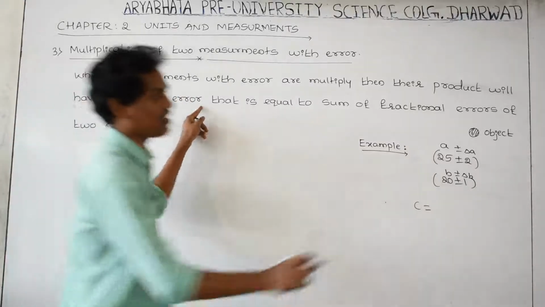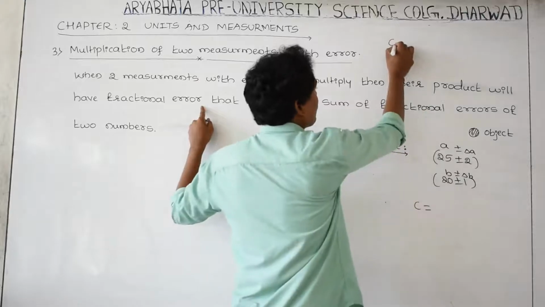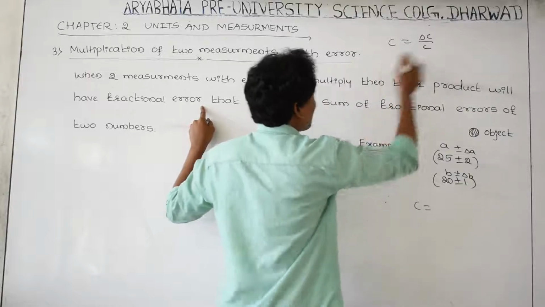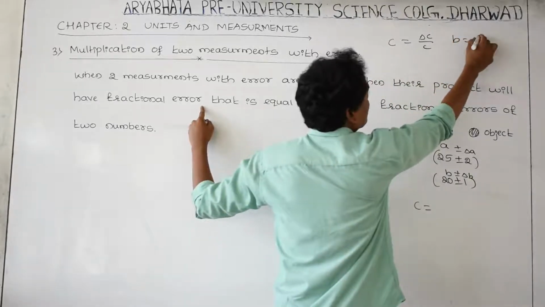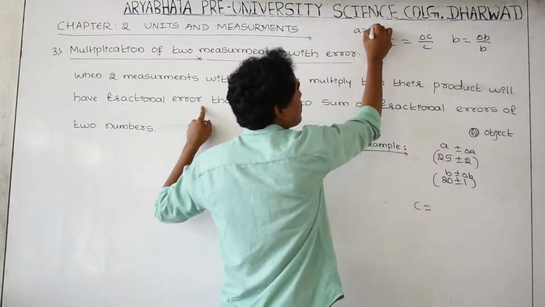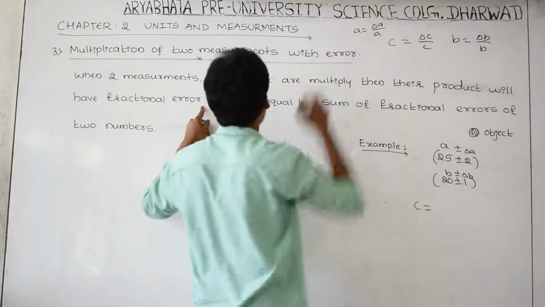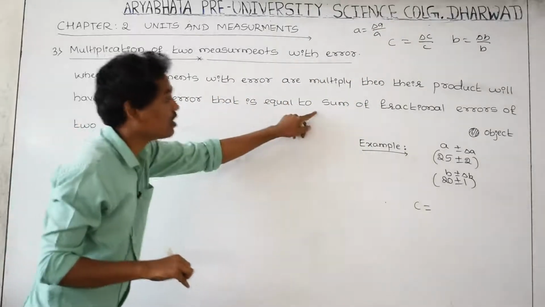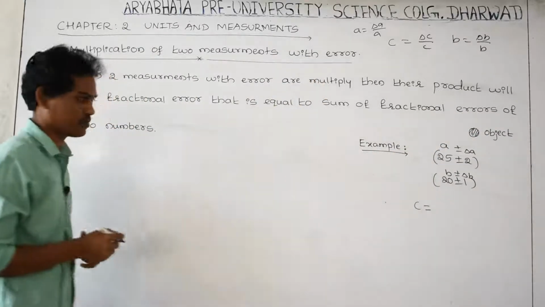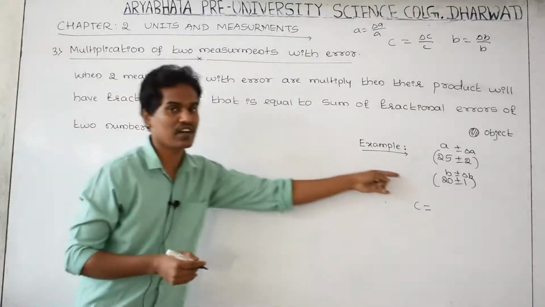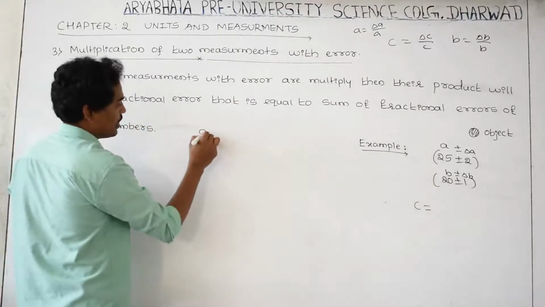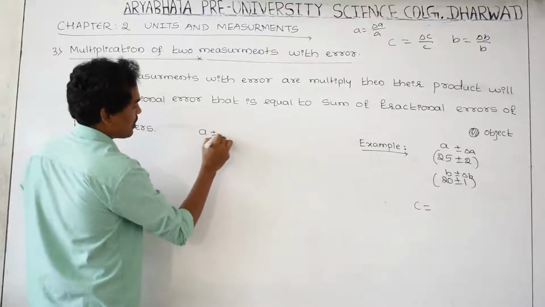What is fractional error? The fractional error of C is delta C by C, the fractional error of B is delta B by B, and the fractional error of A is delta A by A. This is the meaning of fractional error, which is equal to the sum of fractional errors of those numbers. What is the meaning of this sentence? Are you understanding? Let us take that example.